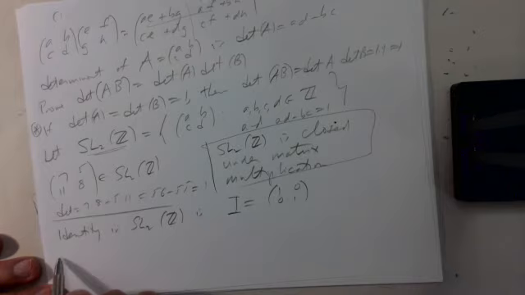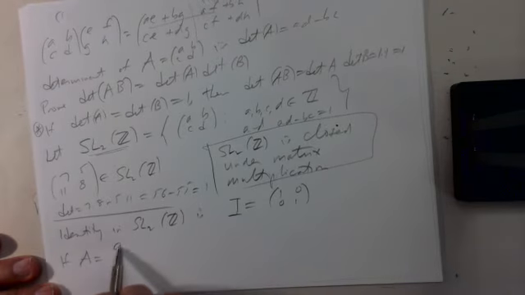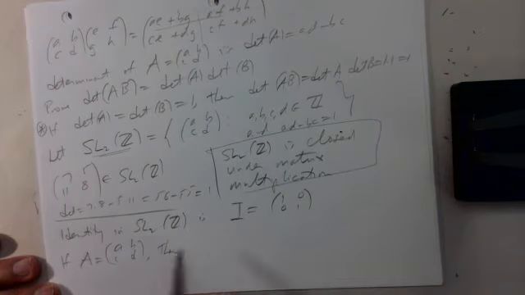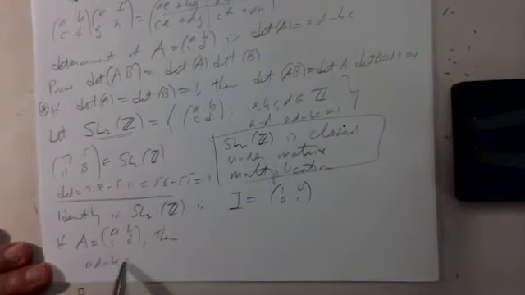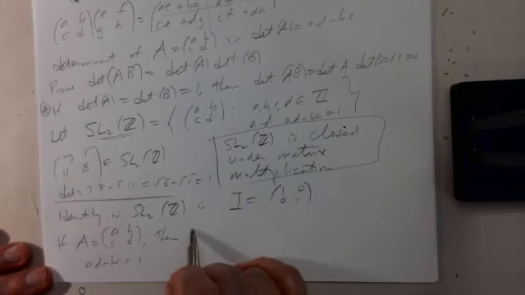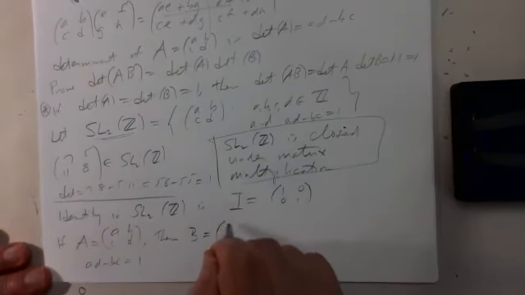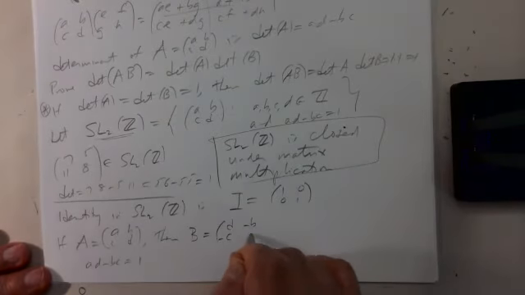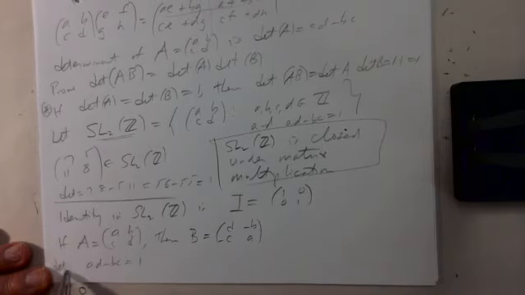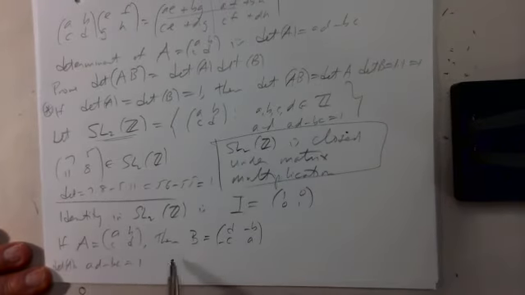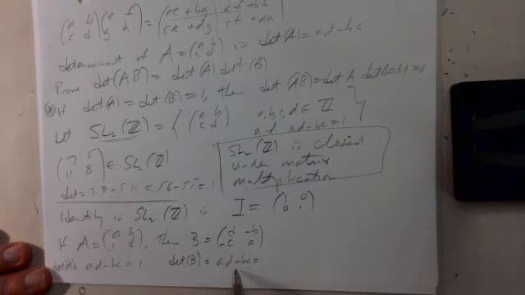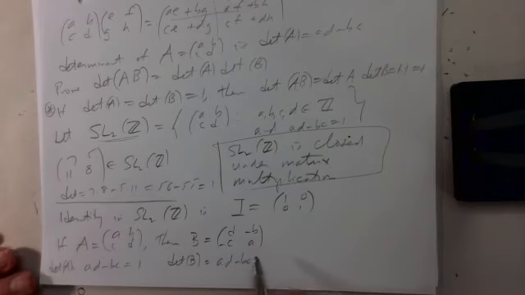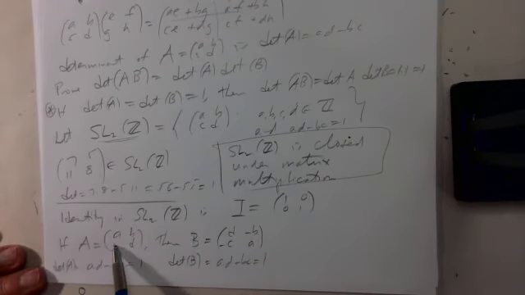And what about the inverse? So if A is equal to A, B, C, D, then this means that A, B, C, and D are integers, and the determinant is 1. Suppose I define B to be D, minus B, minus C, A. So this is the determinant of A. What's the determinant of B? Well, it's also AD minus BC. It's AD minus B times minus C, that's BC. This is also 1. So this matrix is also in the group.